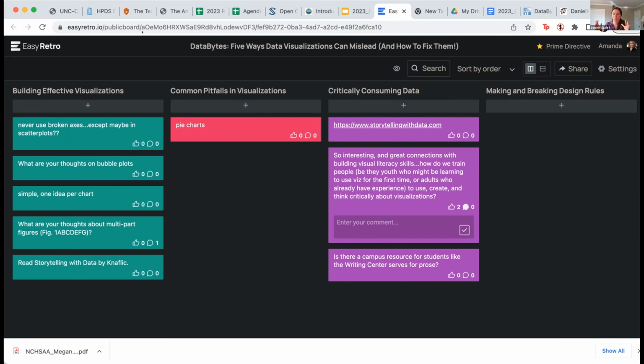But increasingly we're seeing more and more motion and activity towards making visual literacy and visualization literacy a more common and accessible thing that we teach both in the classroom and outside.